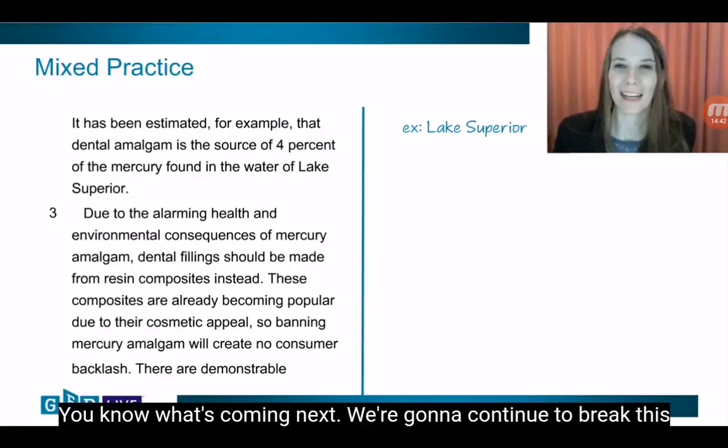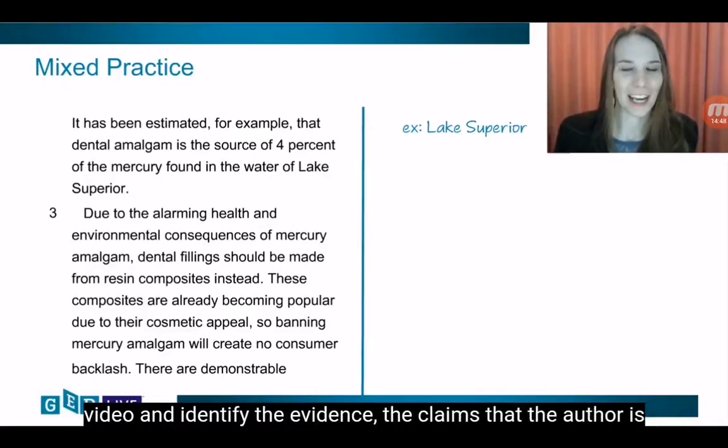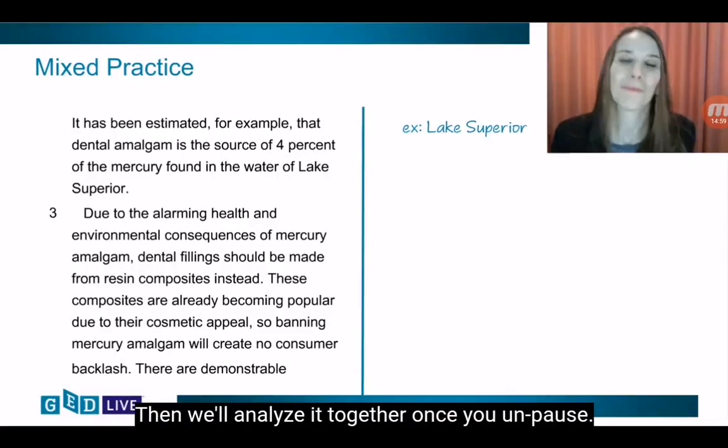You know what's coming next. We're going to continue to break this down with paragraph 3. So once more, go ahead and pause the video and identify the evidence, the claims that the author is making to support his or her viewpoint here in paragraph 3. Then we'll analyze it together once you unpause.